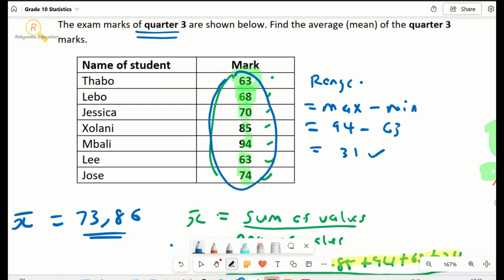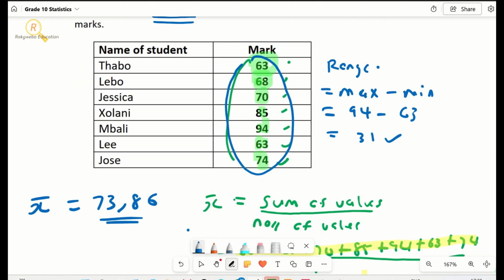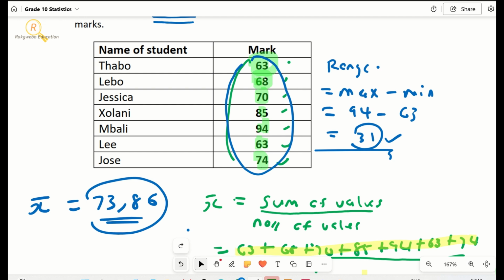So if you're comparing marks, even though let's just say the average of the class was 73, as we calculated, it's a good mark. But as a teacher, you're also interested in the gap between the lowest performing learner and the highest performing learner. So now if the gap is like 31, you must kind of panic a bit because it's too big. So that means the top learner is 31% higher than the lowest learner.